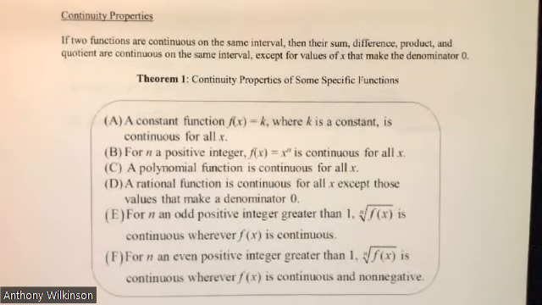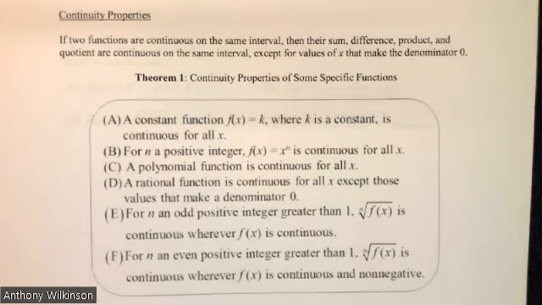But for part F, for n being an even positive integer greater than 1, the nth root of the function f of x is continuous wherever f of x is continuous and non-negative. Because for an even root, we cannot take the even root of a negative number. That's undefined. But we can take the odd root of a negative number, like the cube root of -8. We can take the cube root of that, and that will be, of course, -2. But let's say we had the fourth root of -16. That we can't.